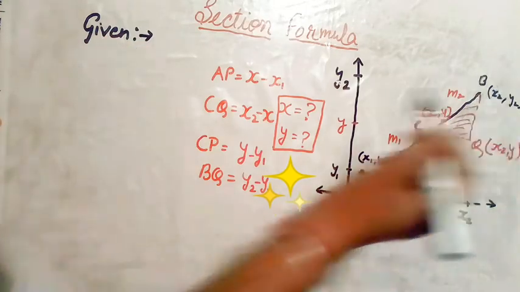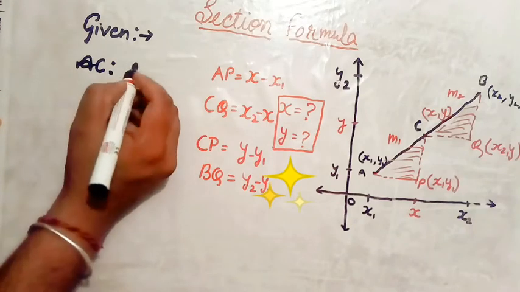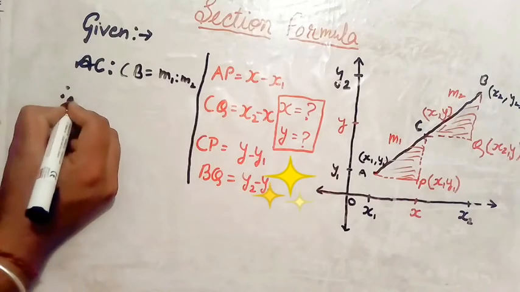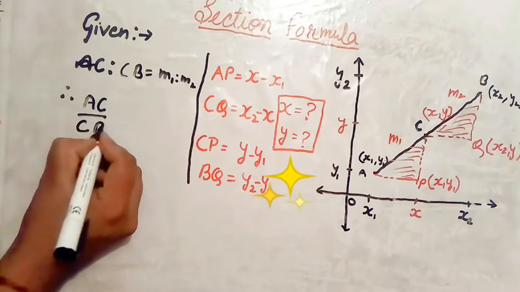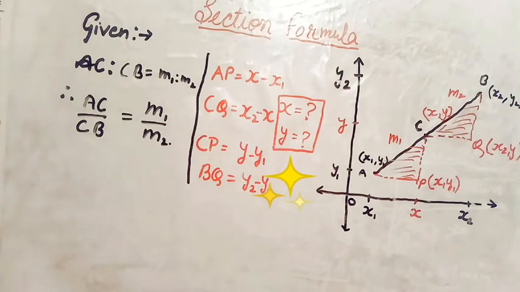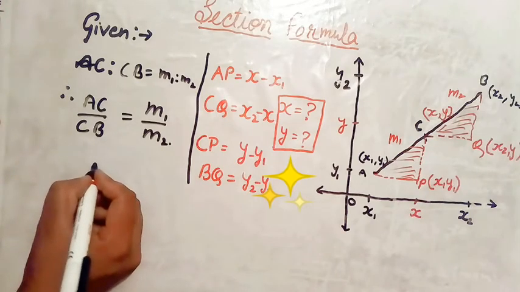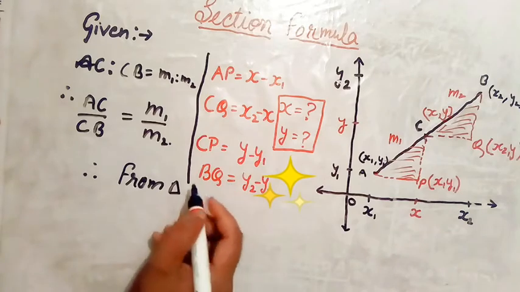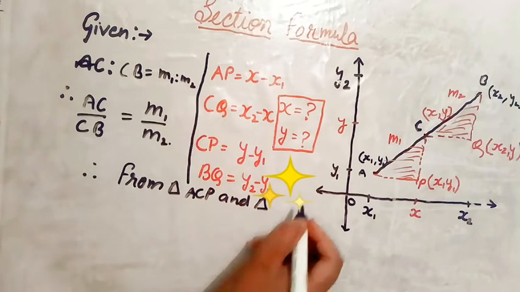So the given part is AC ratio CB equals to M1 ratio M2. Means AC upon CB equals to M1 upon M2. Remember, now the ratio is given, so what we need to do? First of all, we have to prove that triangle ACP and CBQ are similar. So from triangle ACP and triangle CBQ.